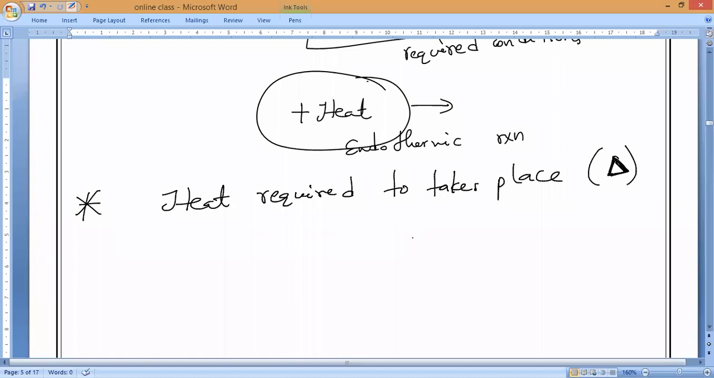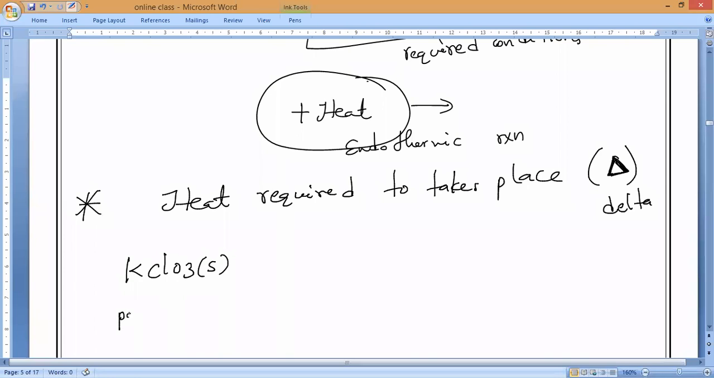Heat is required for a reaction. That is what we can say. So what is the sign? This name is Delta. Understand? So for example, let us say potassium chlorate, KClO3, which is in solid state.